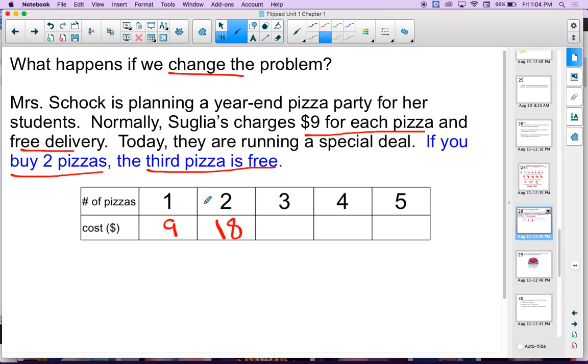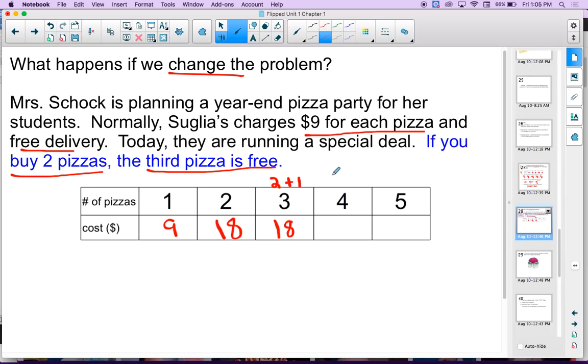But remember, if we buy 2 pizzas, the third pizza is free. So here we're buying 3 pizzas. That means we're paying for 2 pizzas, plus we're getting 1 free pizza. Okay, so 2 pizzas is 2 times 9, that's 18. Plus our third free pizza means that if we buy 3 pizzas, our cost isn't going up any more.